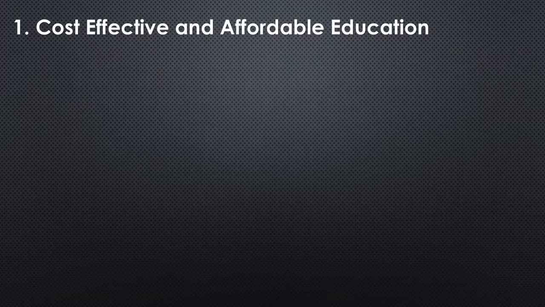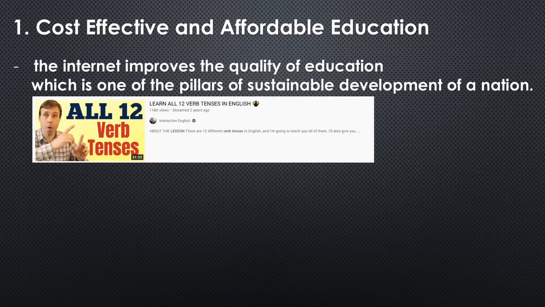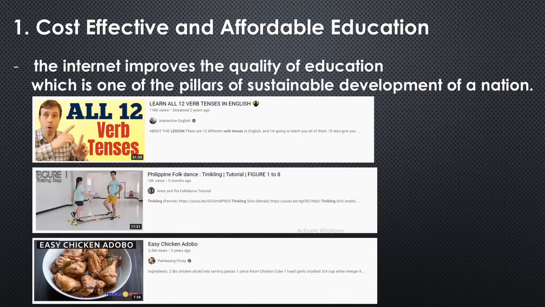Number 1, cost-effective and affordable education. The internet improves the quality of education, which is one of the pillars of sustainable development of a nation. It provides education through videos like YouTube tutorial videos and web tutorials, which is affordable to everyone and cost-effective.